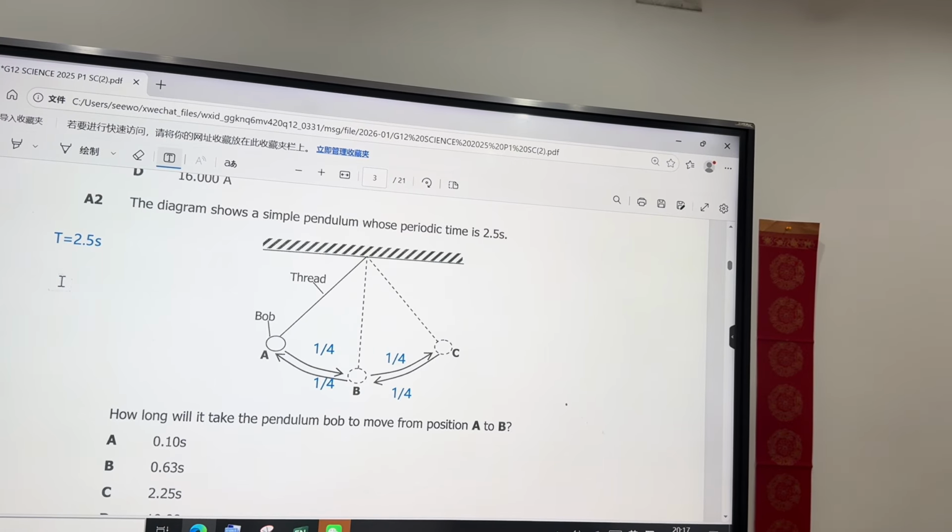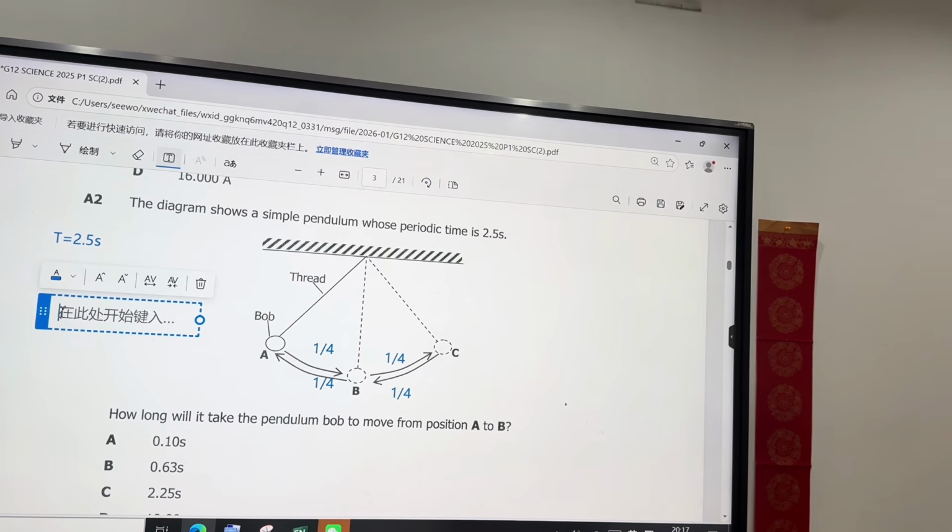So you should also be familiar with this formula. The period of the pendulum, capital letter T, is equal to the time taken divided by the number of oscillations. So here we can just use this formula and find the value. We know that the period of the pendulum is 2.5. So this equals the time taken, which is what we're looking for, small letter t, divided by how many oscillations? We are looking at the time it takes to move from A to B, so the number of oscillations just from A to B is 1/4.